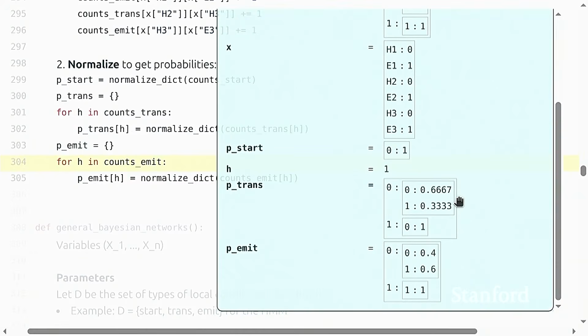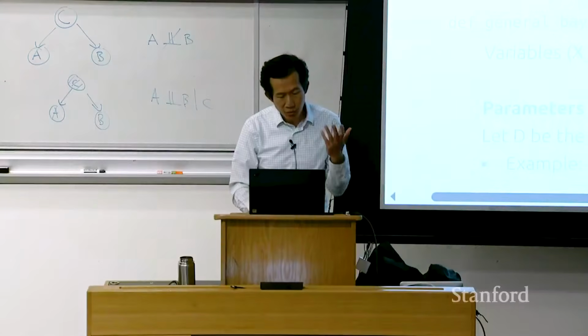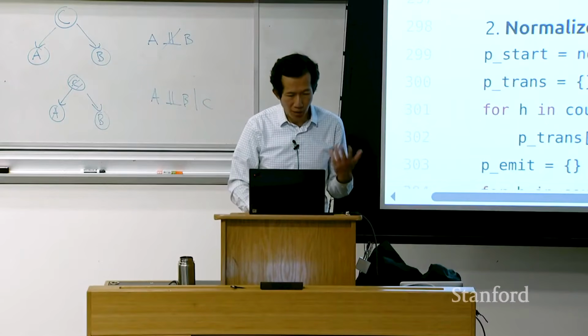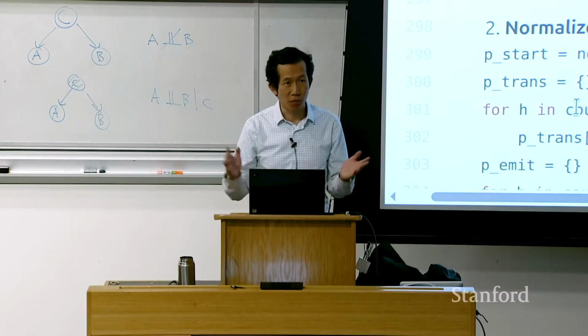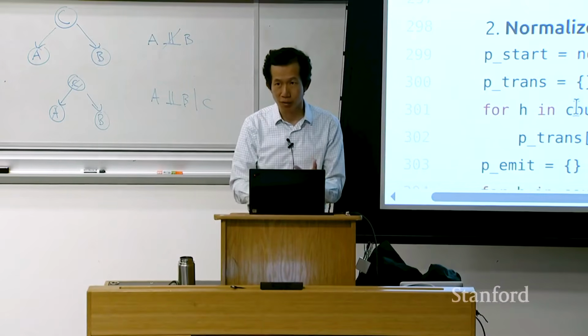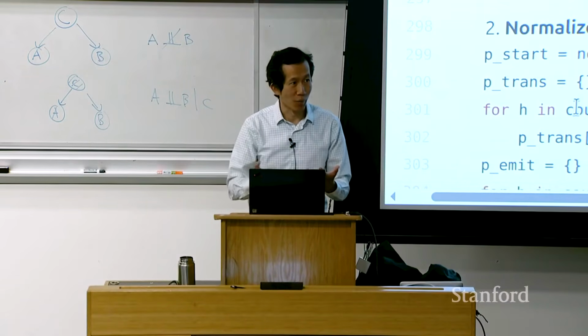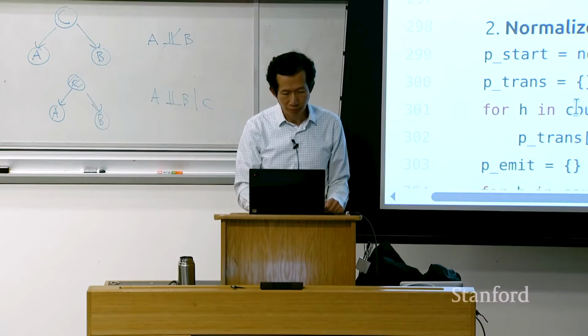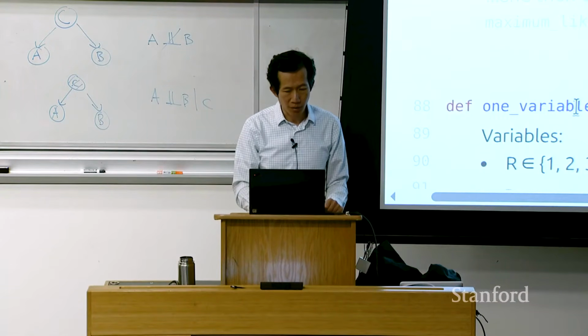Okay. So this is the same as before. Once you have the counts, then normalize doesn't look at the structure of the Bayesian network anymore, right? It's just looking at these local conditional distributions and normalizing each one. Okay, so let me move on.